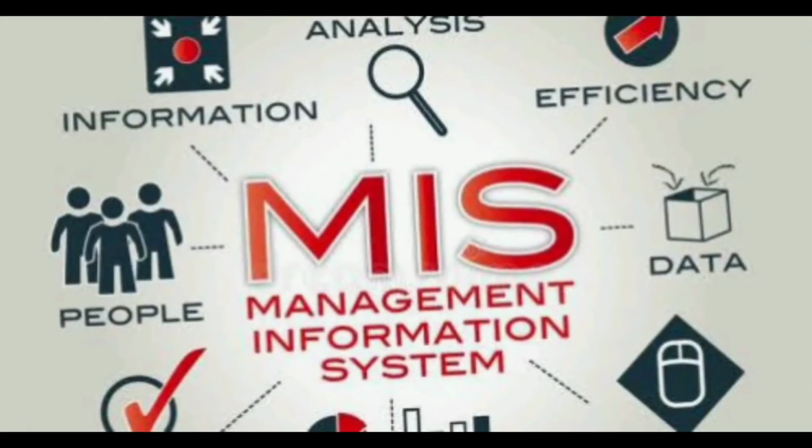So let's start. Let's define MIS. A Management Information System is an information system used for decision making and for the coordination, control, analysis, and visualization of information in an organization. The study of management information systems involves people, processes, and technology in an organizational context.